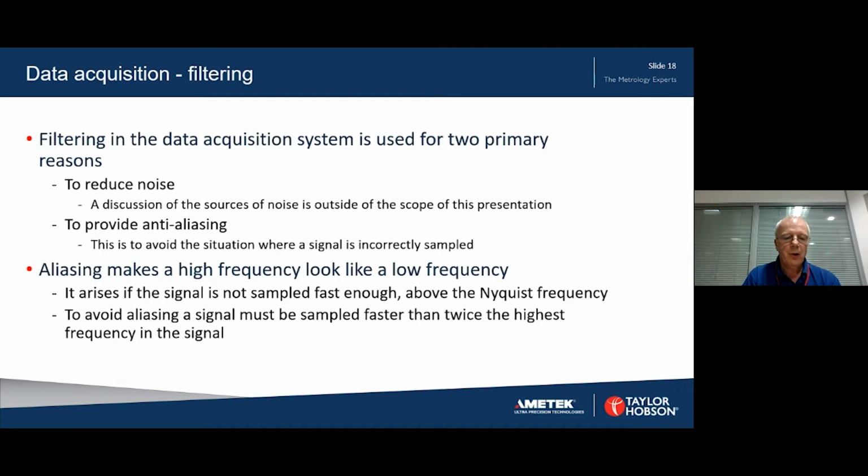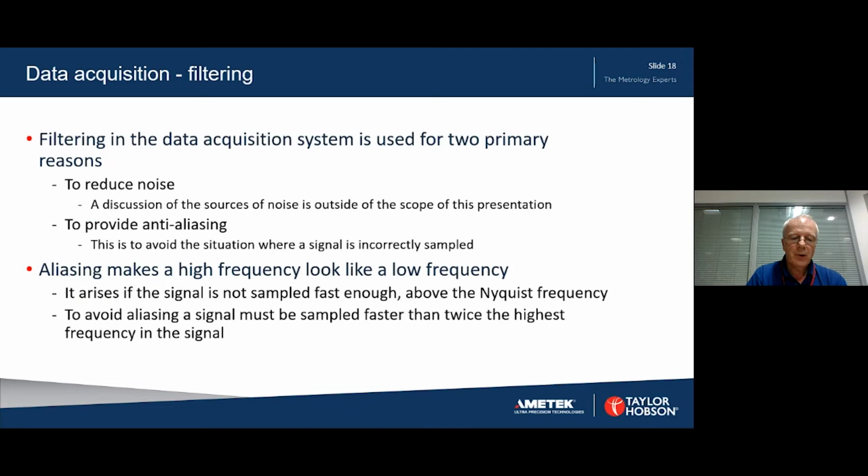It's useful to have an understanding of filtering in the data acquisition system, as it might impact on the measurement results, although this is normally only a consideration for wide bandwidth measurements. In the data acquisition system, filtering is important for two primary reasons: to reduce or suppress noise, and to ensure that the sampling conditions are met by limiting the upper frequencies admitted to the analog to digital conversion stage. If the upper frequencies are not adequately suppressed, then aliasing may occur.